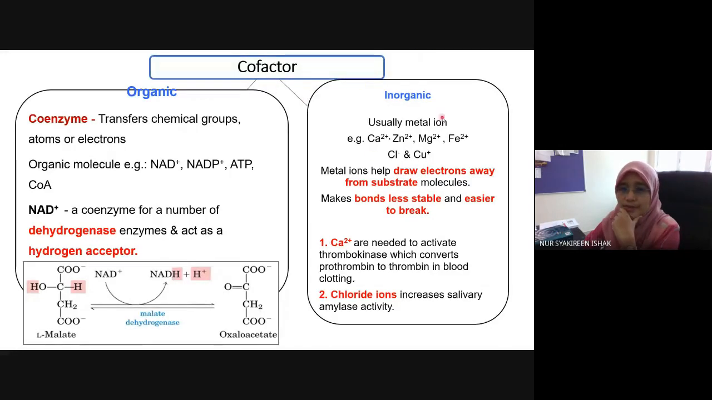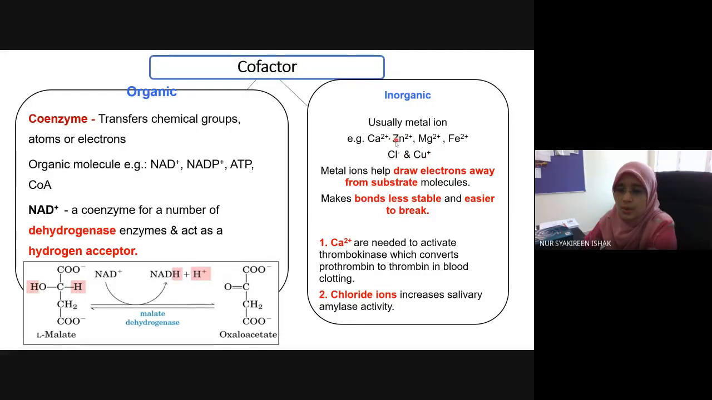The other type of cofactor is made up of ions, so they are known as metal ions or inorganic. Organic means the molecule has hydrogen atoms and, for example, carbon, but this one is inorganic. So they are in the form of ions or metal ions. For example, you can have calcium ion, zinc, magnesium, ferrum, chloride, and also cuprum.